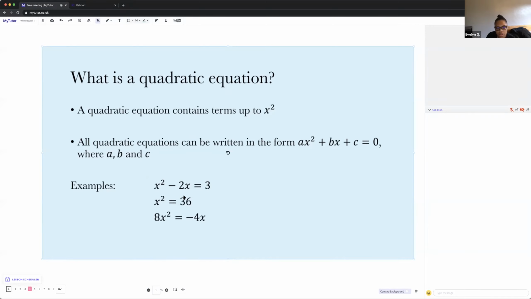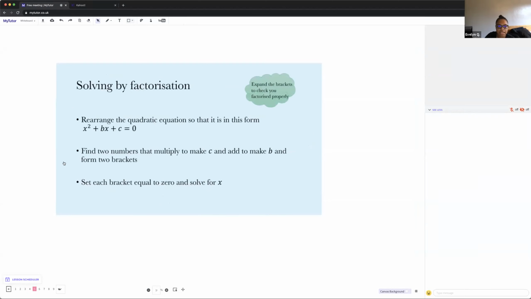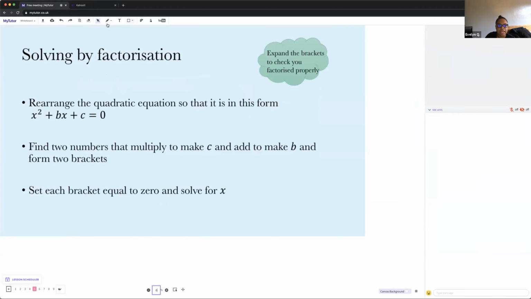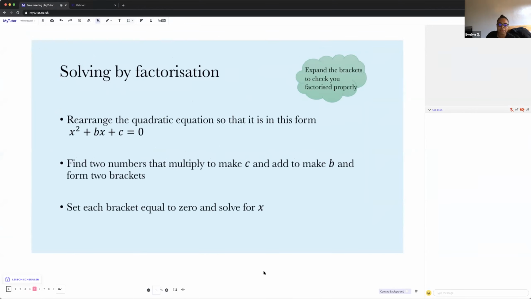That's a quadratic equation. You could have x squared equals 36, or 8x squared minus 4x, or 8x squared equals minus 4x. Now, all of those you can see have an x squared in there, meaning that it's a quadratic equation. So that's different from what we were having a look at in our first session on Monday. Now, a lot of you have seen a quadratic equation before and have tried solving it. And this is probably the most popular method for solving quadratic equations.